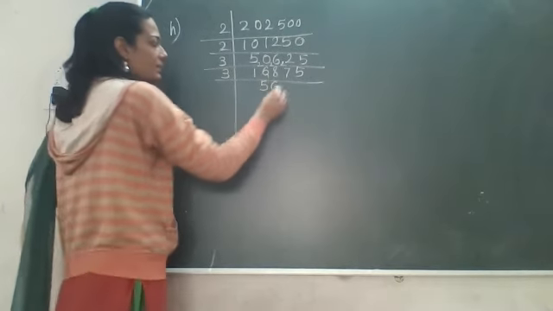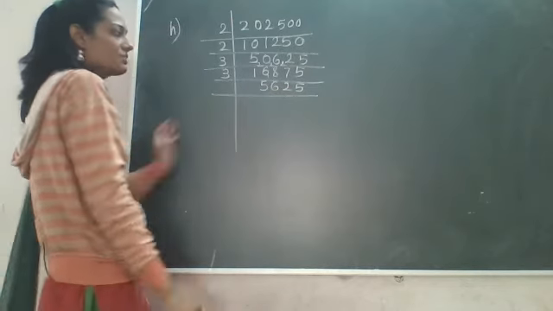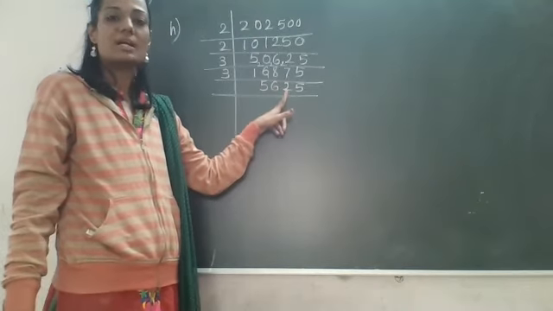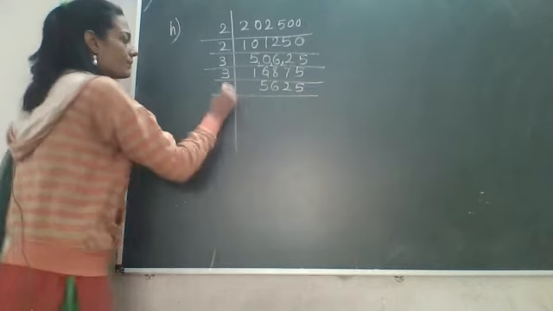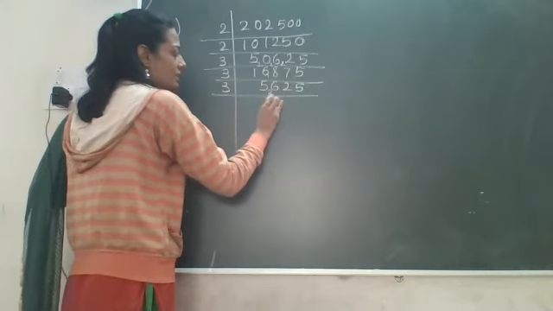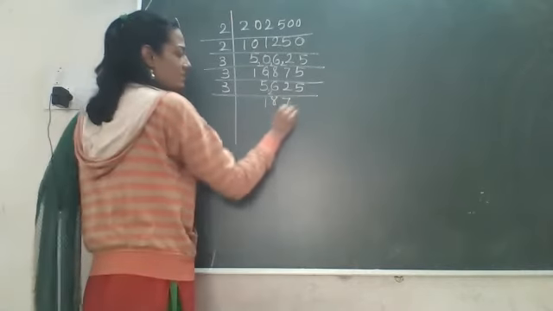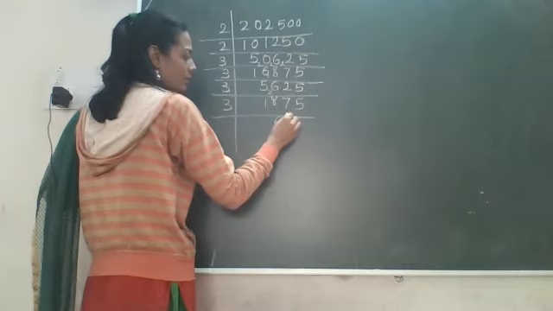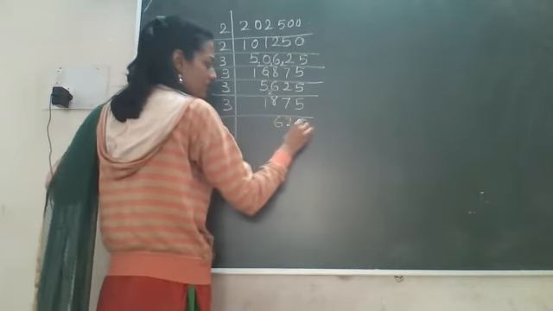3 5s are 15. 3 6s are 18. 3 2s are 6. 3 5s are 15. Now just checking one time. 6 plus 5 11. 11 plus 2 13. 13 plus 5 18. So again it will come in a 3 table. So 3 1s are 3. 3 6s are 18. 3 8s are 24. 3 7s are and 3 5s are 15. 3 6 are 18. 3 2s are 6 and 3 5s are.